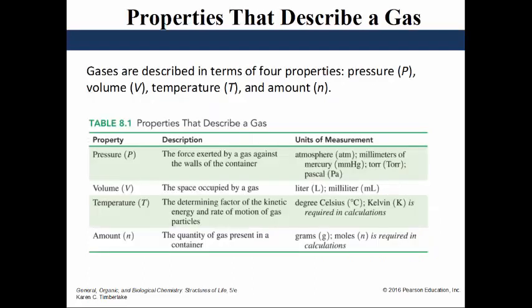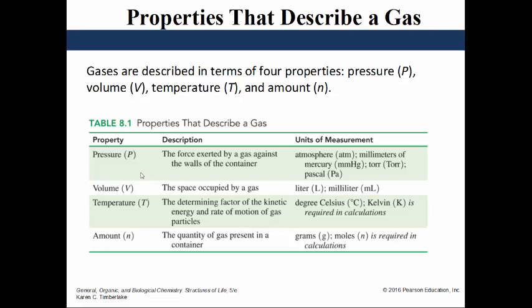Our gases are described in terms of four basic properties: pressure, volume, temperature, and amount. You'll see how they're represented here. Pressure, capital P; volume, capital V; temperature, capital T; and amount, lowercase n. Now, here are those properties and their definitions, and what units are used to represent their measurements.